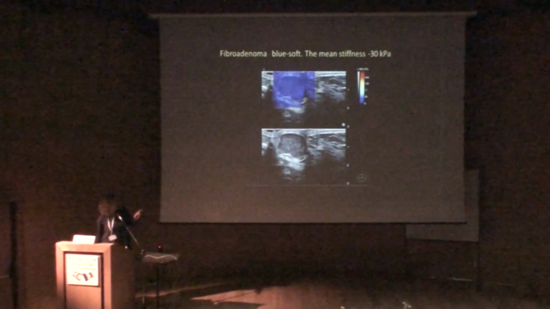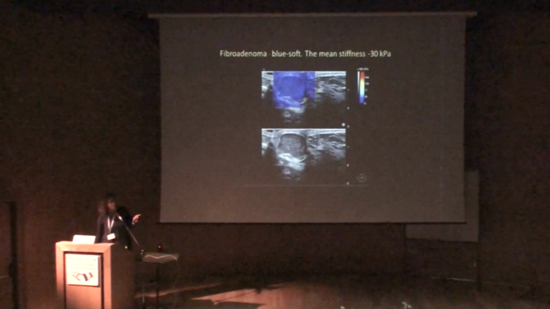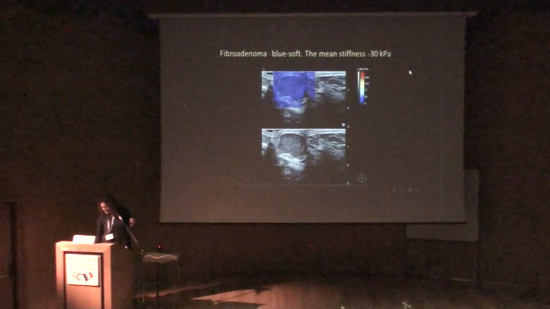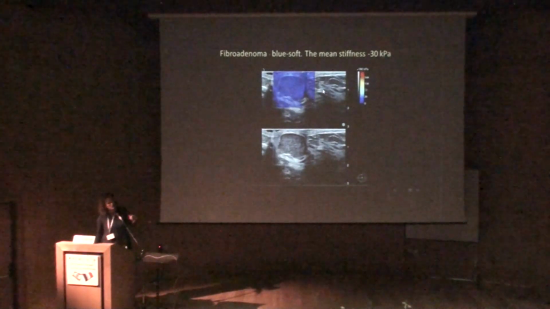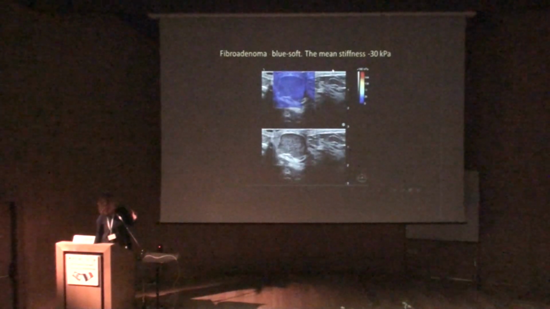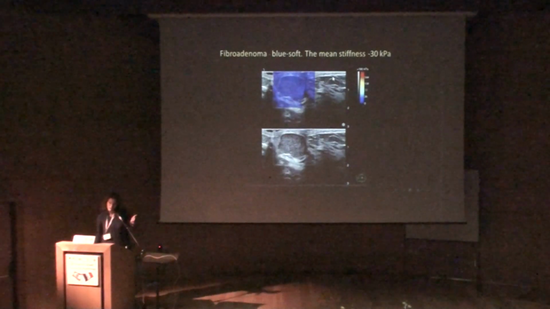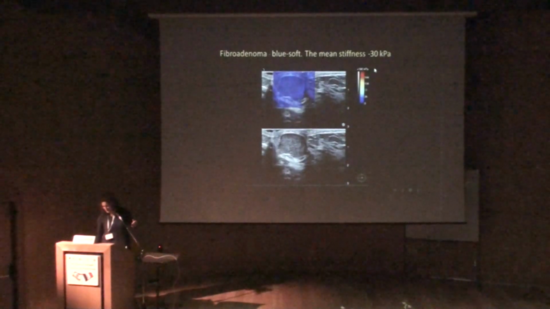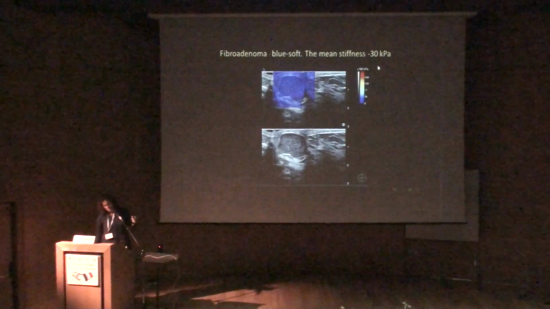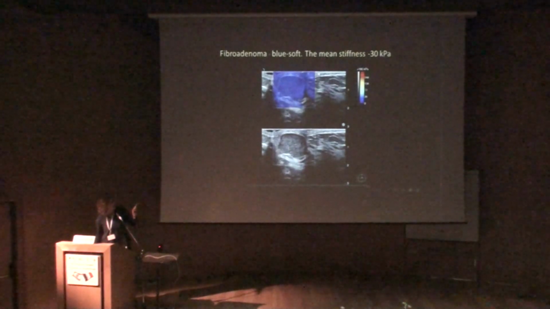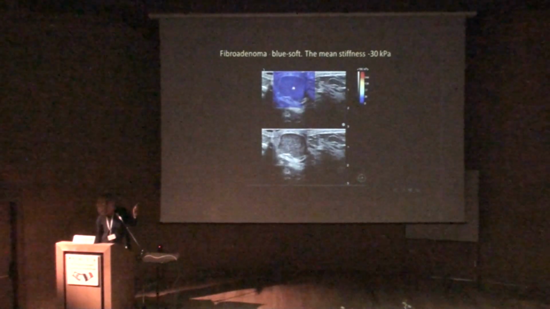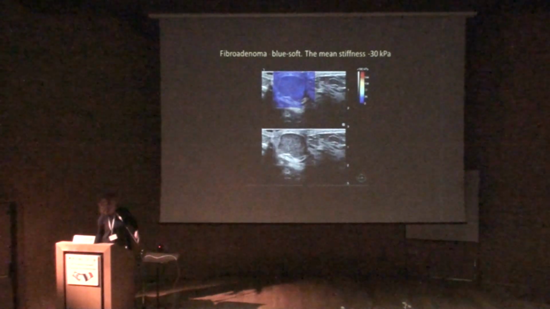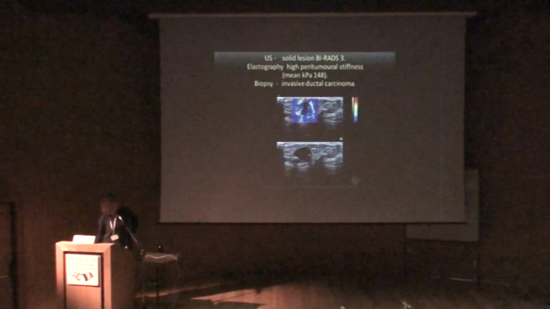On the other technique, the shear wave elastography, there is also a color map. However, it also gives us a value in kilopascal. Again, there is an extensive literature with different sensitivities and specificities where you put the bar of the kilopascal, of the stiffness, but when the lesions are blue, which means soft, and the kilopascal is below 30, most probably it is a benign lesion. In this case, it was a fibroadenoma.